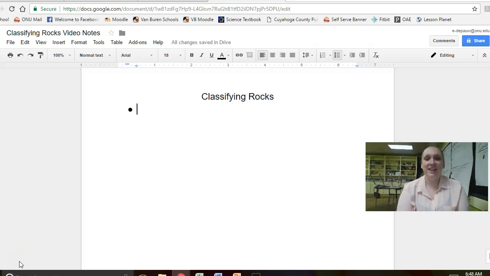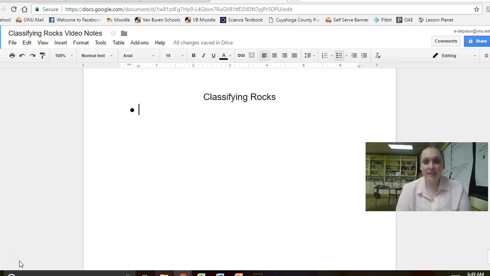Hi, sixth grade. Today we're going to start talking about rocks and more specifically, how we classify them. So there are three characteristics we want to focus on when classifying rocks. And the first two kind of go together. It's the rock's mineral composition and color. So we can go ahead and put that in our notes.